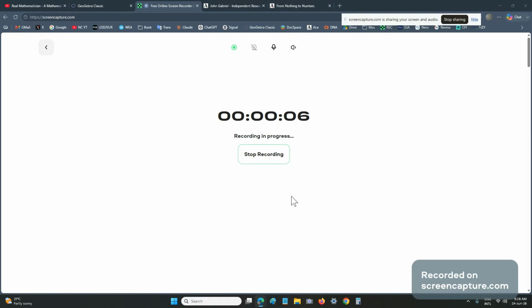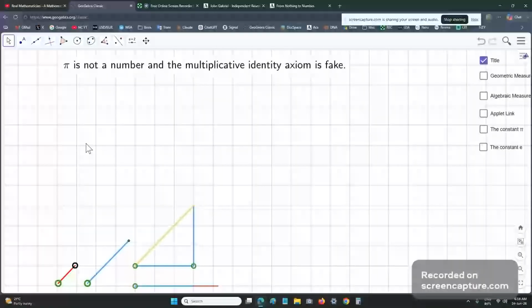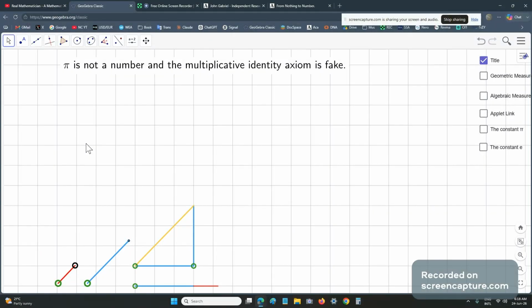So this video is a very important video because it's not only going to discuss the fact that pi is not a number and that the multiplicative identity axiom is fake, but it's going to teach you some very important things you need to know about geometric and algebraic measure. And so I'm going to give you a little rundown before I actually start this lesson.